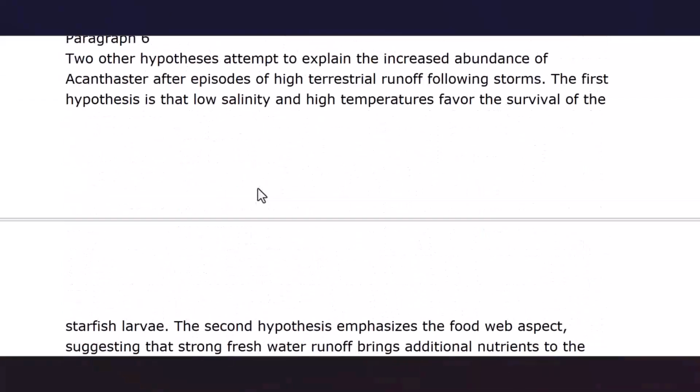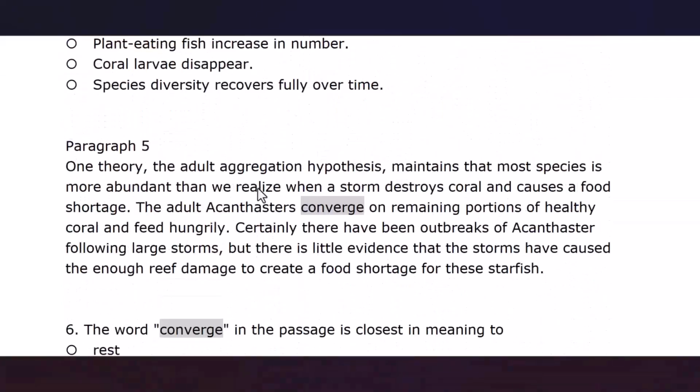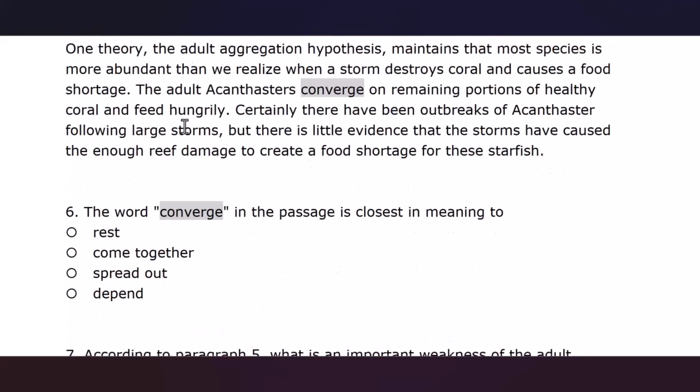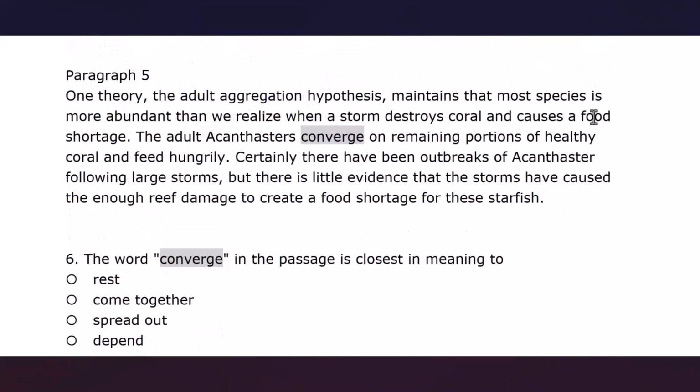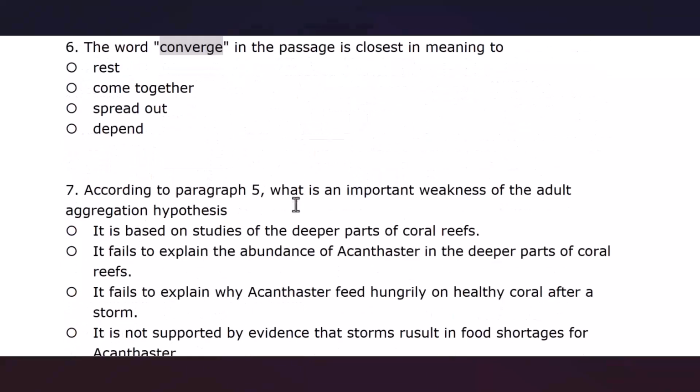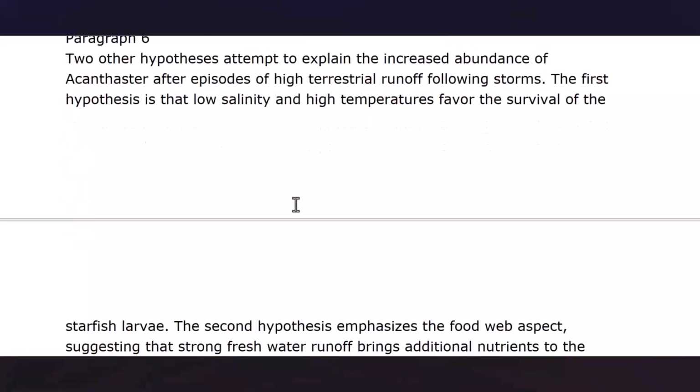A storm has been mentioned in the paragraph. Here we had the storms. Following larger storms, but there's little evidence. And here, the other two hypotheses attempt to explain the increased abundance of Acanthaster thereafter.